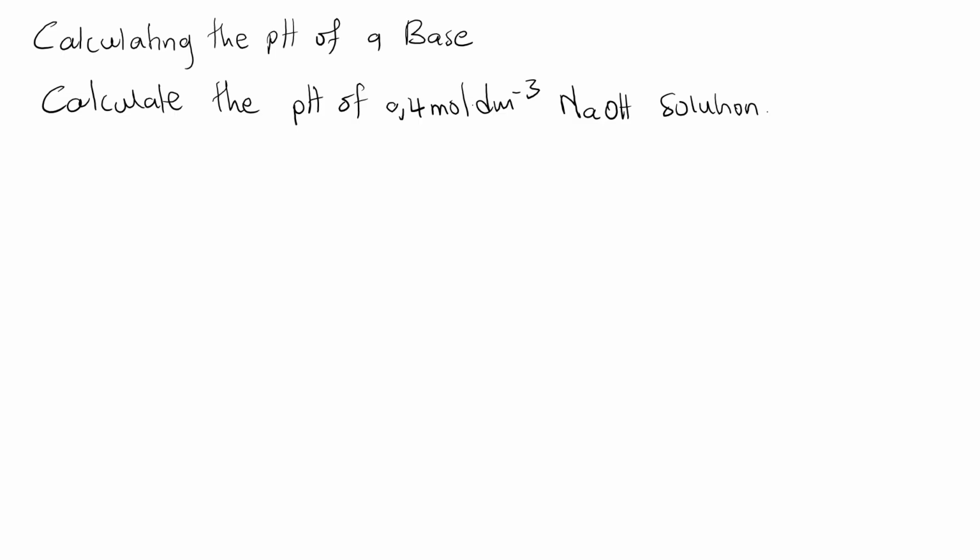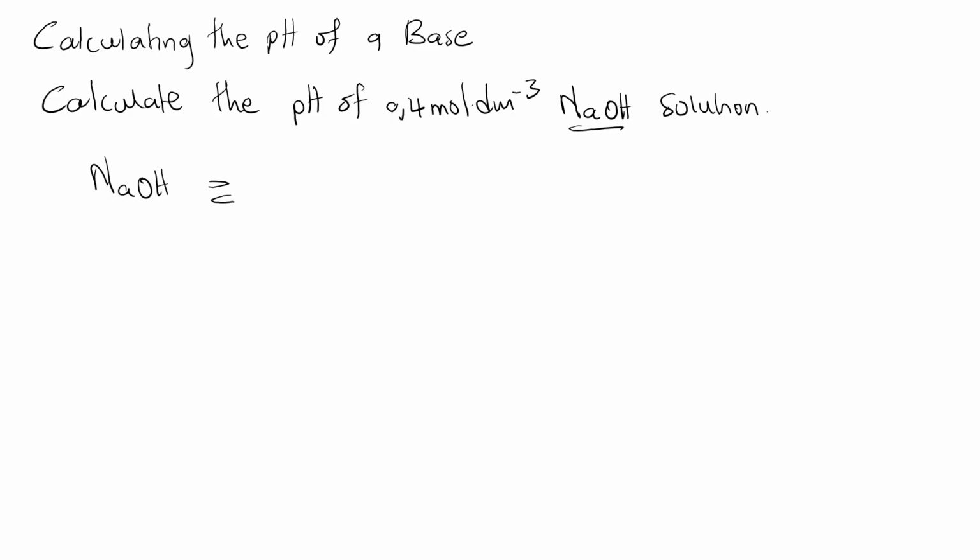So there are steps that you need to follow to find the pH of a base. Number one, write down the balanced equation for the dissociation reaction of the base. So this will undergo dissociation. That's what happens when you add the base in a solution. So now I'm going to take the sodium hydroxide. It will dissociate in water to form what?